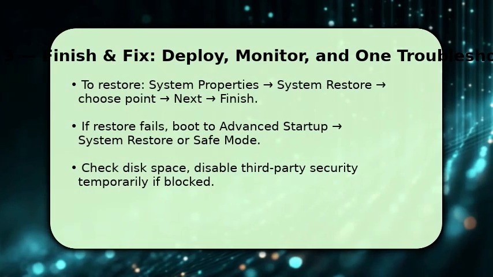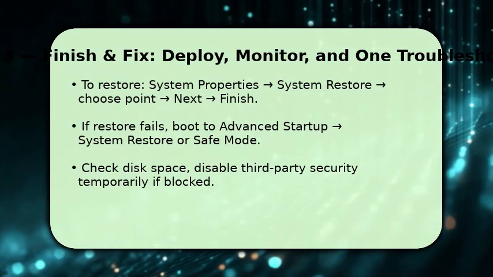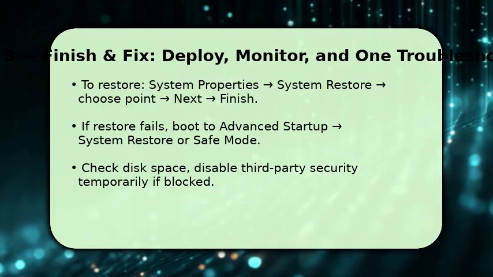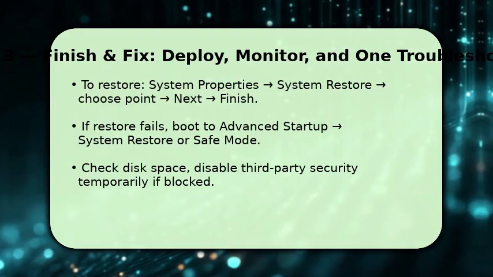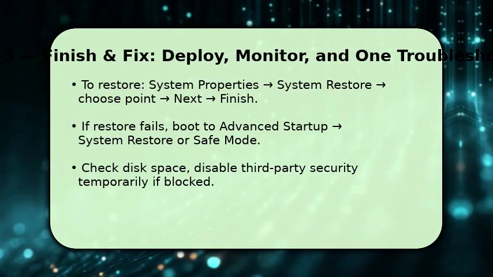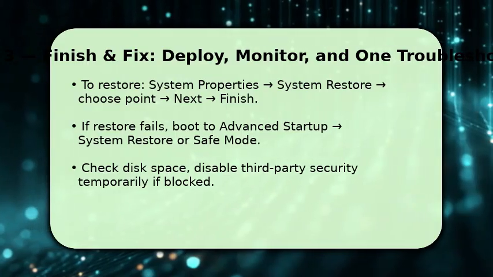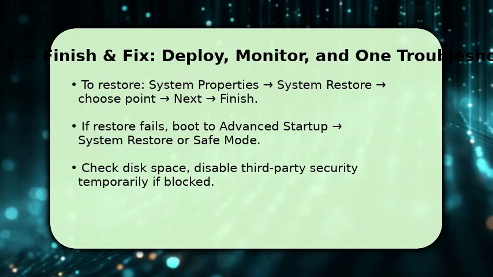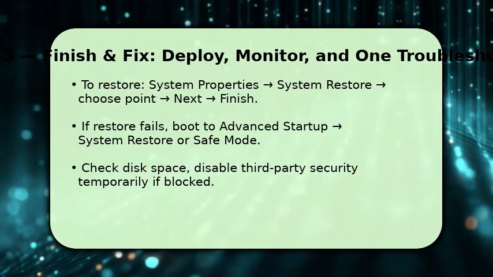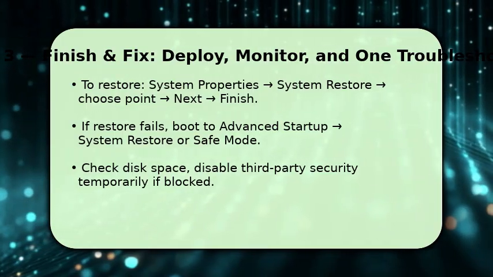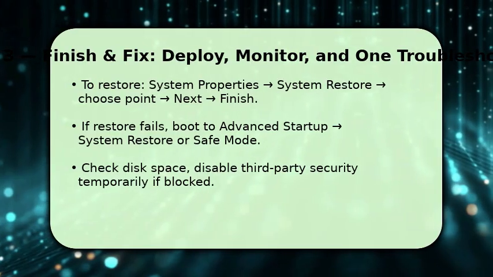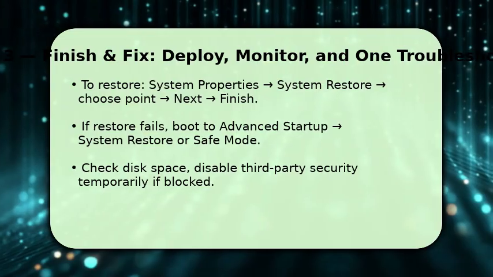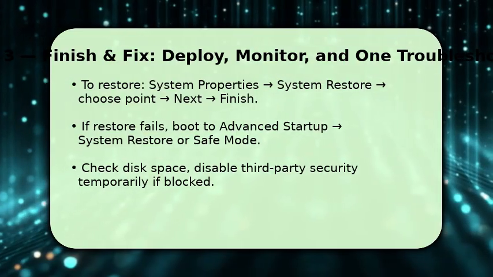To finish, perform a restore when needed. Open System Properties, choose System Restore, pick the restore point, and follow Next then Finish. Windows will reboot and apply changes. If the restore fails, boot into Advanced Startup and retry System Restore, or use Safe Mode to avoid app conflicts. Make sure Drive has adequate free space, and if a third-party antivirus blocks operations, temporarily disable it.